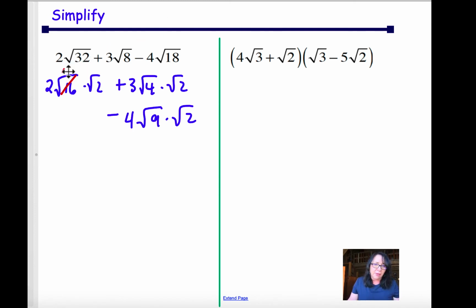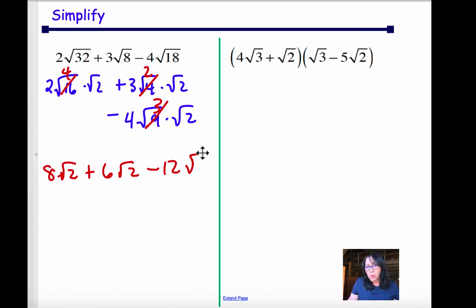Root 16 is 4, so I have 2 times 4, which is 8 root 2, plus, and then root 4 is 2, 3 times 2 is 6, 6 root 2, root 9 is 3, so I've got negative 4 times 3, so minus 12 root 2. Because these are all root 2's, I'm going to have just one term as my answer. So 8 plus 6 is 14, and then 14 minus 12 is 2, so I've got 2 root 2, and so that's my final answer.